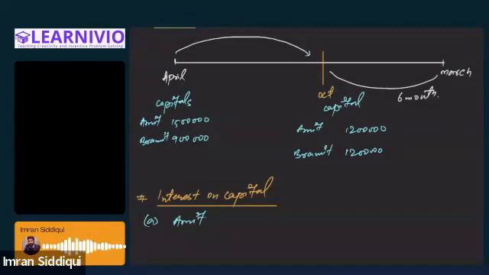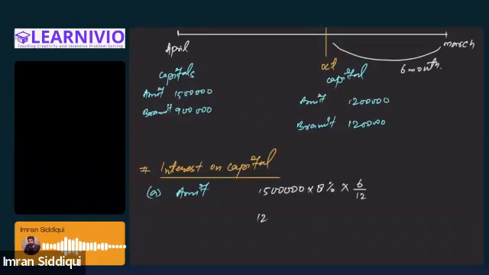See, for the first 6 months, we'll calculate interest on the 15 lakh at the rate of 8% per annum, but for only how many months? For a 6-month period. So that is 6 by 12. So we'll calculate interest on 15 lakh for 6 months, and we'll have to calculate interest again for the remaining half year at the rate of 8%, but not on 15 lakh. This time we'll be calculating interest on 12 lakh, right?